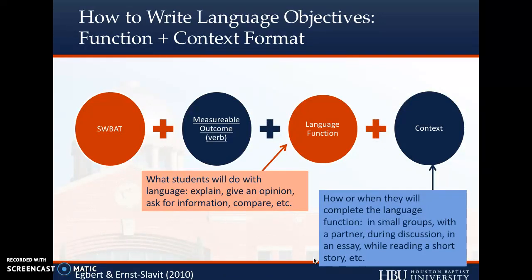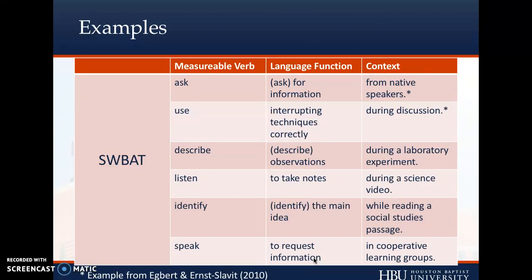Okay, so here's some examples for the other template, which is the function plus context format. So in this case, we're looking at function, again, what students will do with the language, but this time we are going to show when or how they will complete that function in small groups, with a partner, during discussion, in an essay, reading a short story. When are they using that function of language? So here are specific examples for that structure.